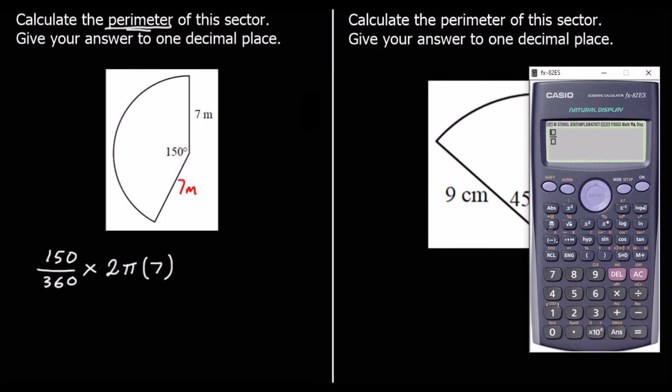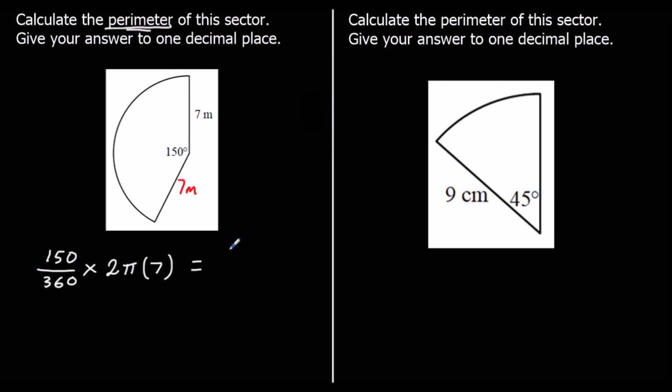So we can type this into the calculator to find the arc length. So it's 150 360ths of 2 times pi times the radius, which is 7. So that's 35 over 6 pi. So I'm going to leave that number in the calculator, and I'm going to add on my 2 radiuses. So it's going to be 35 over 6 pi plus my 2 radiuses.